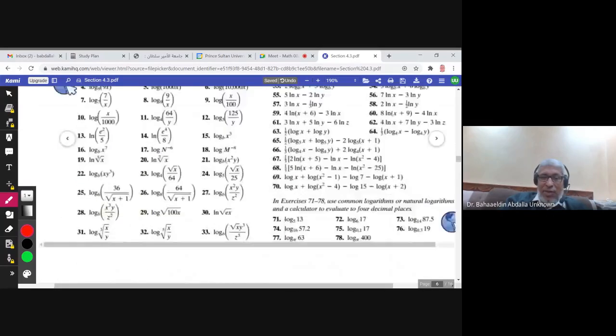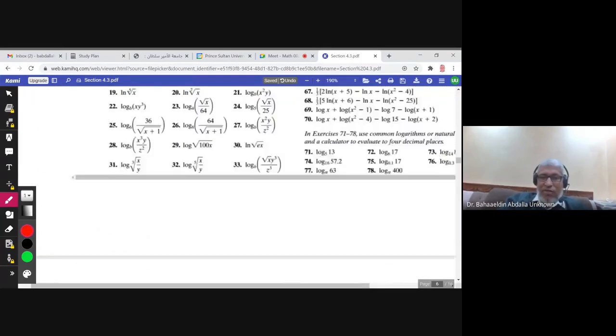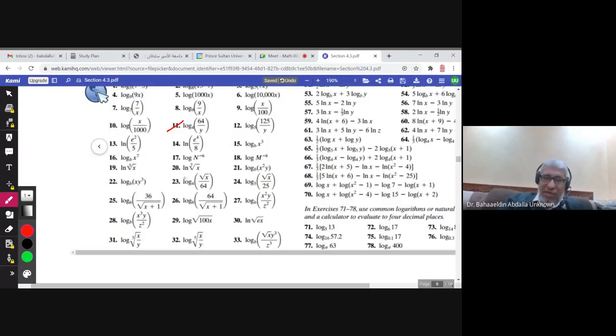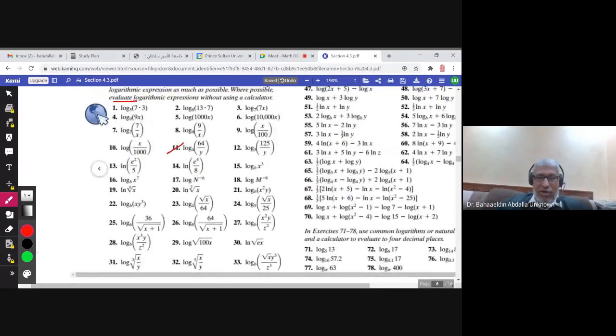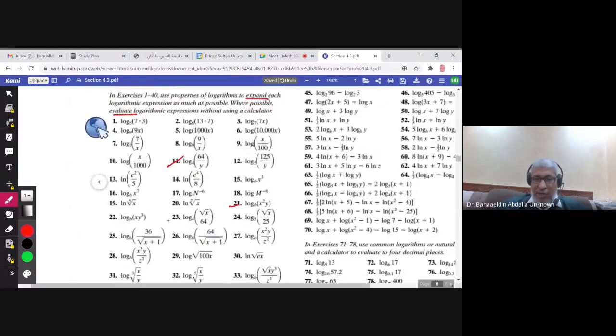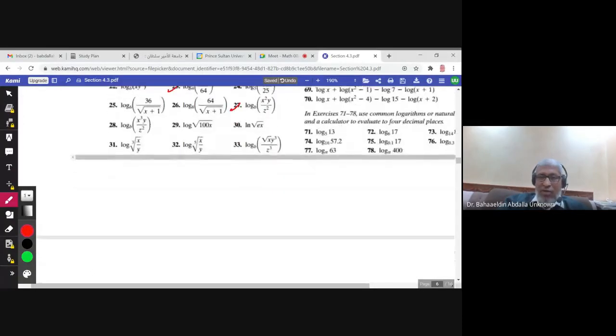Here, some examples, some questions. Question 11. All the questions here, if you notice, say expand and where possible, evaluate. Evaluate means log 36 to the base 6, you write it 2. Okay, so question 11, I think you can do it by yourself. It is easy. We did question 21. Also, this is easy. It will be 2 log x plus log y. Also 23, 27. 23 we did like it. 27, let us do 27. Okay, log x square y over z square.